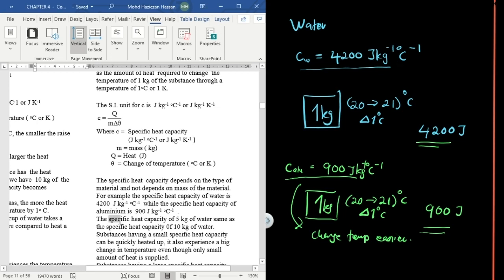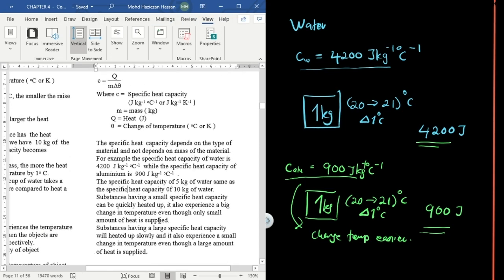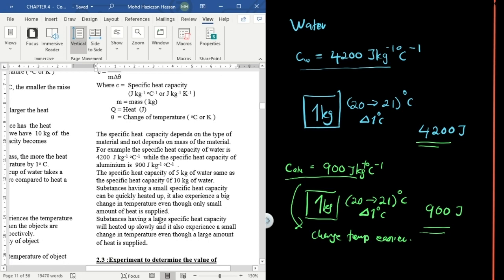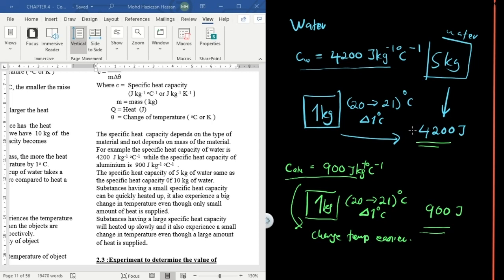Okay, let's look back into our notes here. The specific heat capacity of 5 kilogram of water is the same as the specific heat capacity of 10 kilogram of water. Although we change the mass, the c is always 4200 joule. Although we have 5 kilogram of water, what will be the value of c? The c is the same, 4200. But heat capacity will be different, because heat capacity depends on its mass, but specific heat capacity does not depend on its mass.